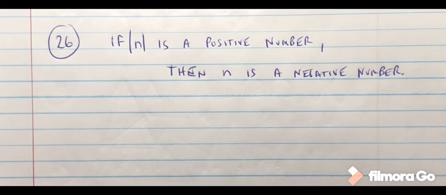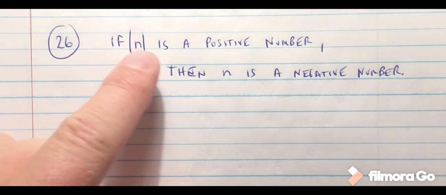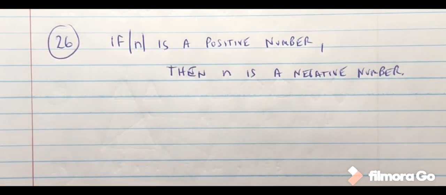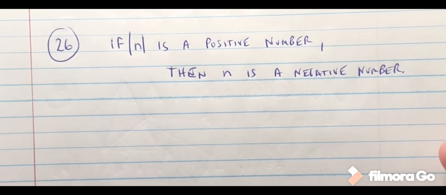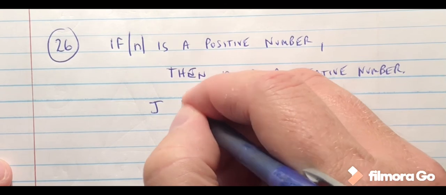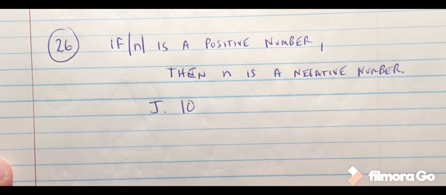Okay, for 26, it says if the absolute value of n is a positive number, then n is a negative number. They want to know a counterexample. Well, a counterexample would be any number that we put in for n that is positive. So the best choice for 26 would be letter J. 10 would be the counterexample.